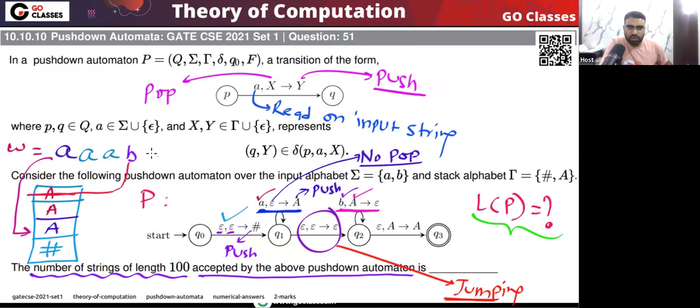So very simple point. Remember, if another b comes, then another a will be popped. For example, let's assume another b comes, then for another b, you can see this a will be gone. Then you can easily see what this transition is saying. When you will go to the final state, one more thing, let me tell you here.